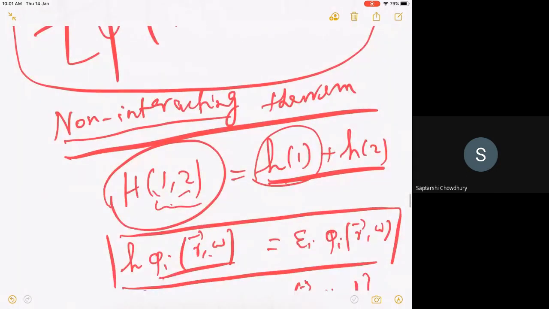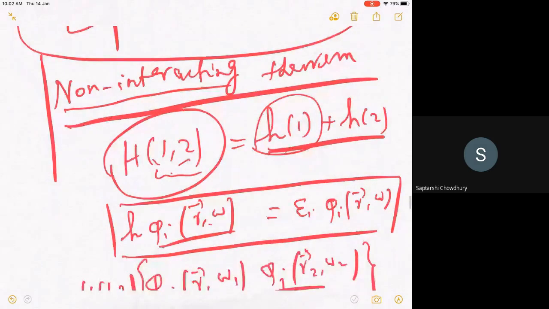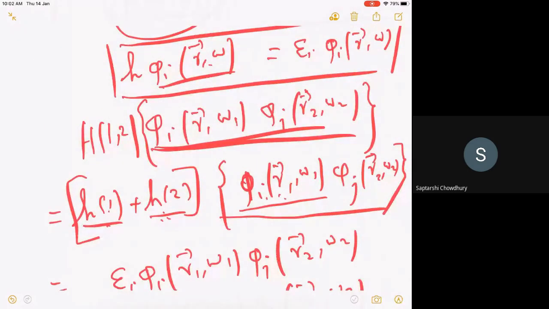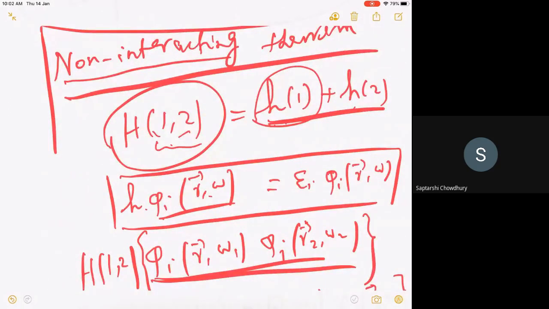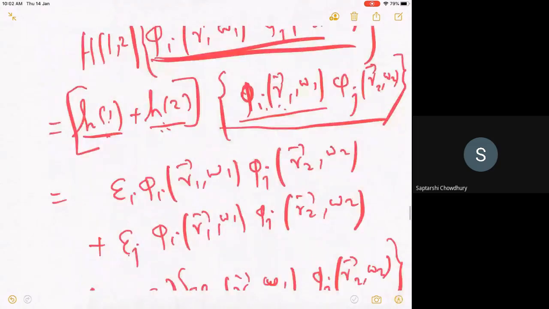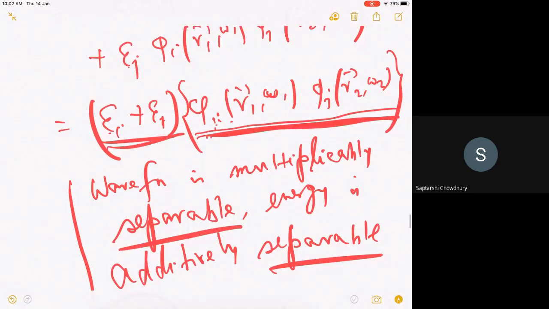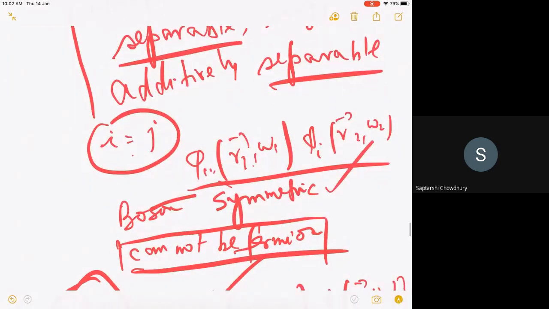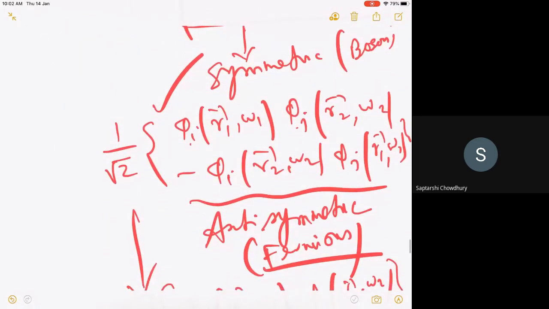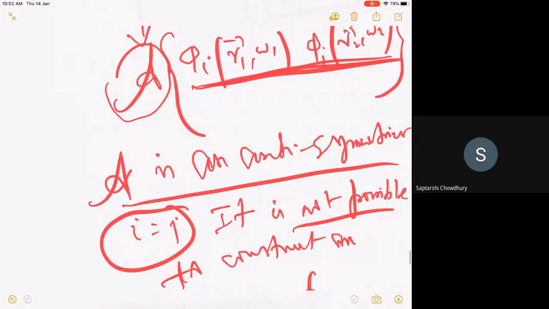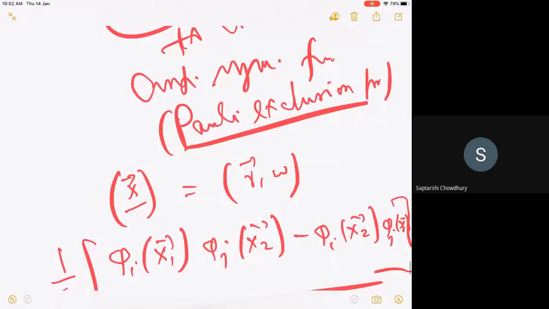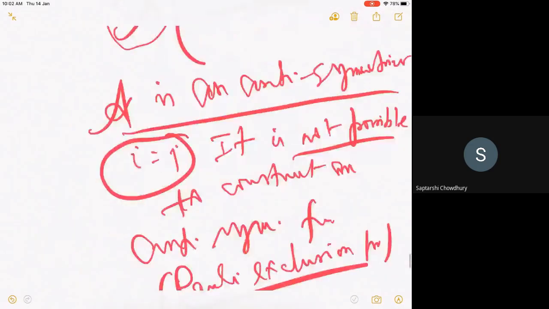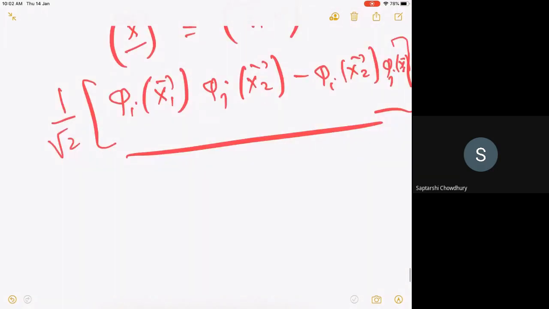Then we went to a very important theorem called the non-interacting theorem, which can be applied to both bosons and fermions. We said that if the Hamiltonian is a sum of the two particle Hamiltonians, and I know the eigenfunctions or spin orbital eigenfunctions for both h of 1 and h of 2, I can construct the total wave function as a product and the energy as a sum. But then I immediately noticed the product itself is not allowed. It has to be a symmetric product or an antisymmetric product. We said that for i equal to j, only the symmetric product is possible. For i not equal to j, both are possible. From the very fact that for i equal to j the fermion is not possible, it actually gives me the Pauli exclusion principle. Then I introduced the new definition of x and a definition of the antisymmetrizer for the electron.